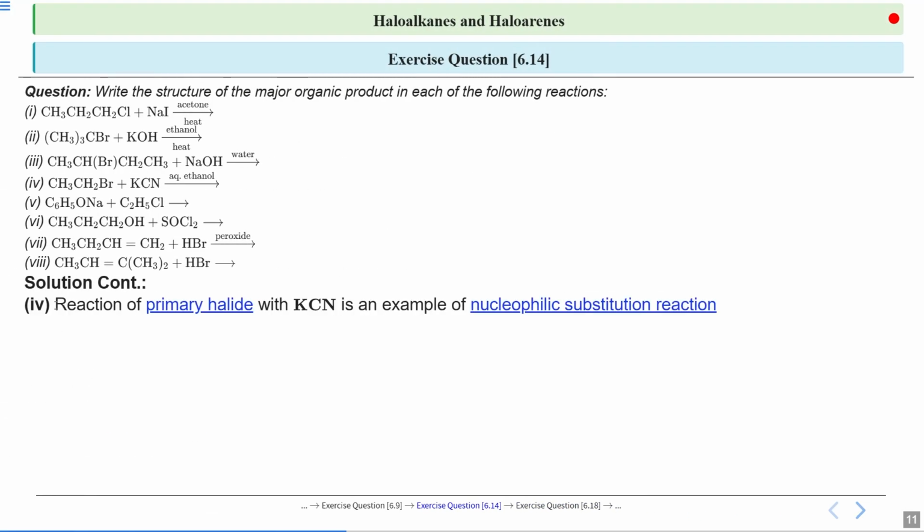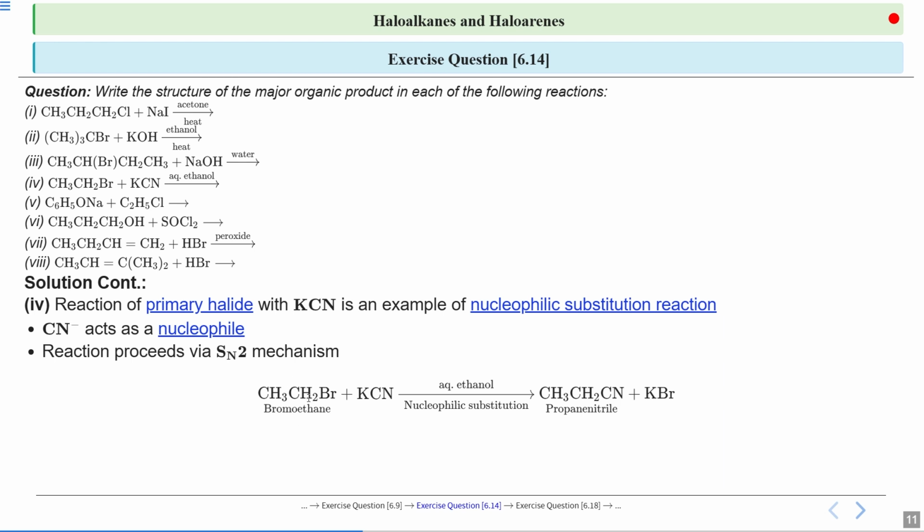Now if we see the fourth reaction, the reaction of a primary halide with potassium cyanide. This is an example of again a nucleophilic substitution reaction, and here the cyanide ion CN negative will act as a nucleophile. Also this reaction will proceed via SN2, substitution nucleophilic bimolecular mechanism, which involves a single step reaction. So we have this bromoethane, CH3CH2Br, primary.